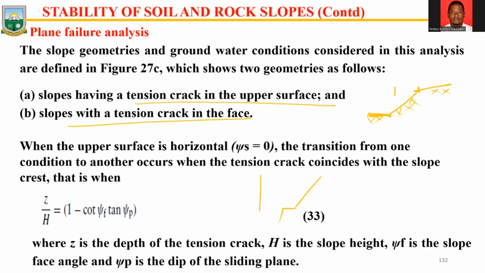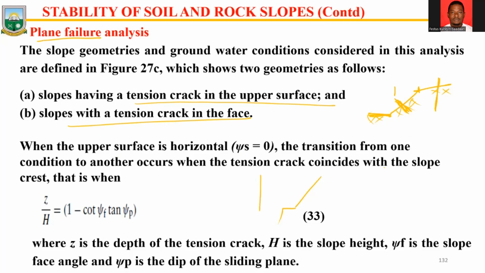So it is saying that when the upper surface is horizontal, assuming it is coinciding with the slope face like this, you have your phi angle to be 0. And then it is saying the transition from one condition to another occurs when the tension crack, which they said can either occur here or at the surface like this, coincides with the slope crest. These are some of the conditions that can result in plane failure analysis.